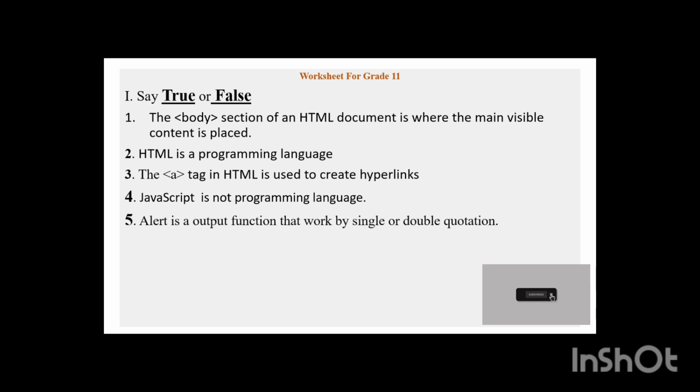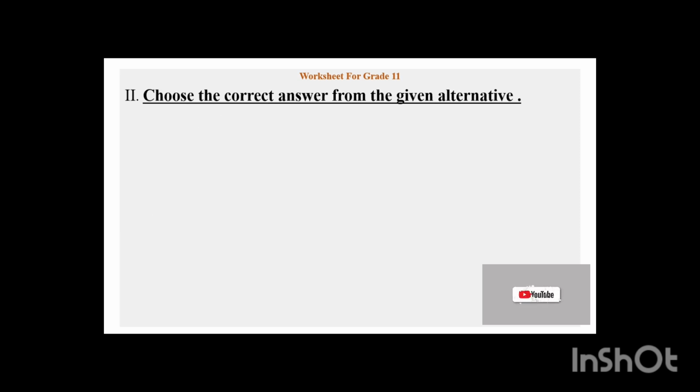Question number 5. Alert is an output function that works with single or double quotation. Remember to choose the correct answer from the given alternatives.